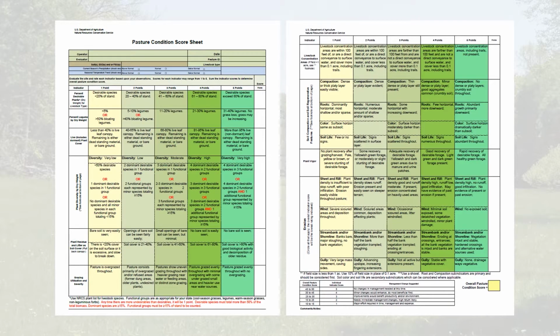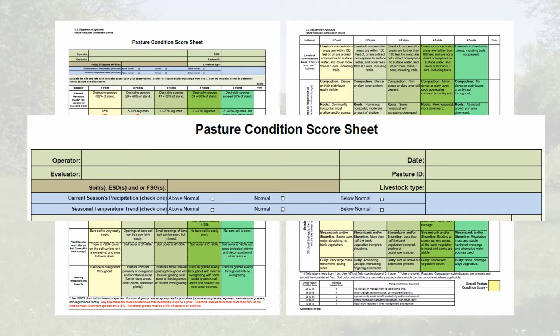Let's begin by taking a look at the Pasture Condition Score Sheet. The top of the sheet contains sections for important background information. Pasture ID can be the field number or simply whatever name the producer uses to refer to the field. Livestock type is important because the species changes the type of desired plants needed in the pasture. You'll note whether the grazer has cattle, sheep, goats, horses, or possibly a combination.